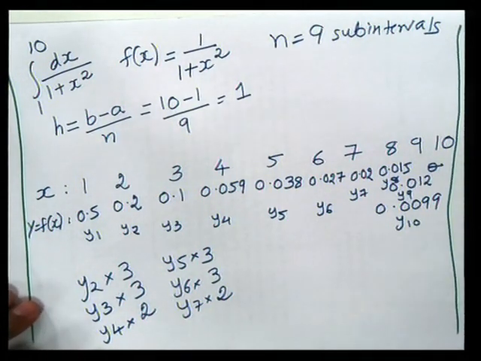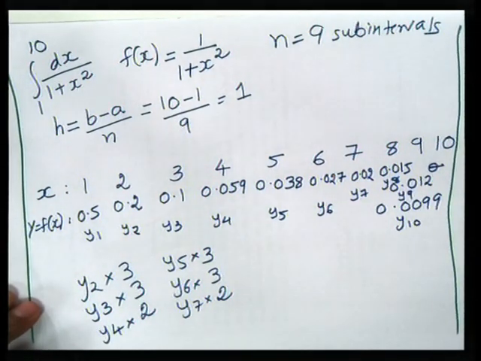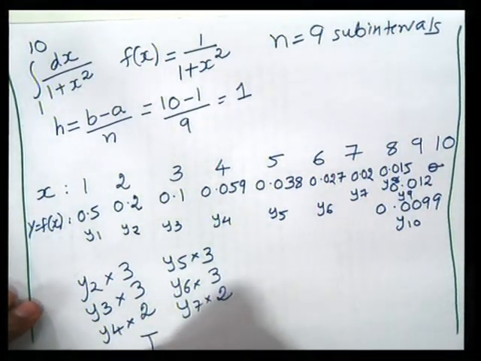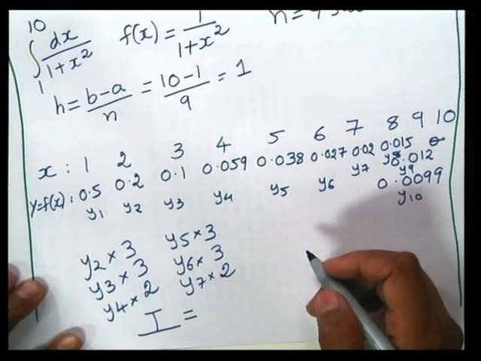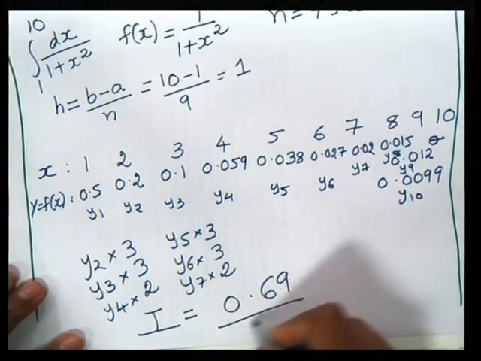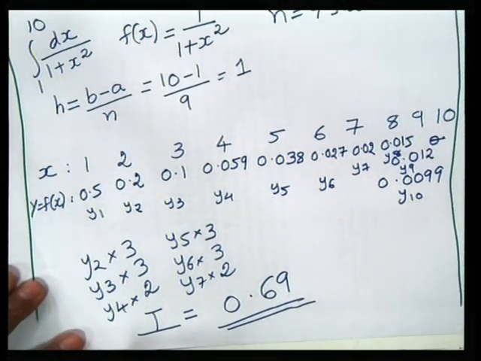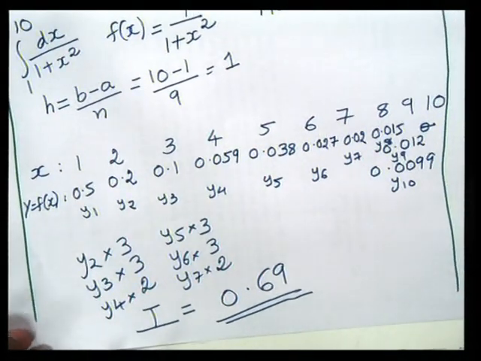Now, if I put all these values inside the formula, what value of I will I be getting? The value of the integral I will be equal to 0.69. This is the answer which we will be getting by Simpson's 3/8 rule. Now have a look at the slide.